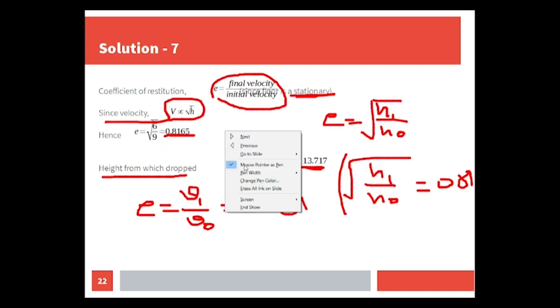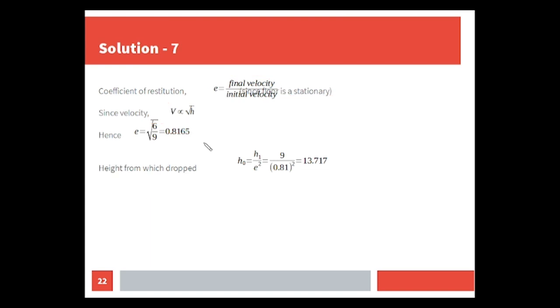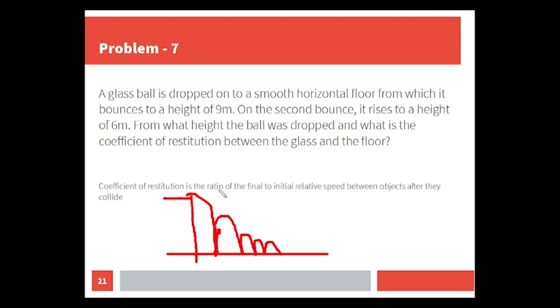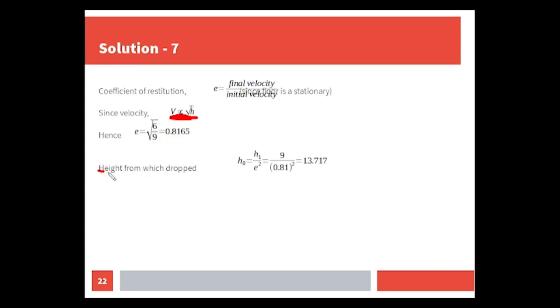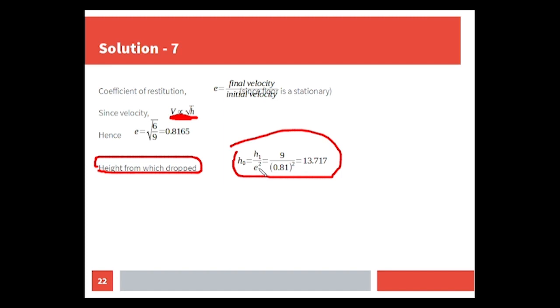And we already know that the velocity is directly proportional to root h, so we can just substitute, and we already know that this ratio will be a constant throughout the motion. So we can just use these two quantities, the 9 meters and 6 meters, and find the coefficient of restitution. Using this coefficient of restitution, we can find out from what height it was being dropped. Similarly, h0 is equal to h1 divided by e square. This is nothing but the equation e is equal to root over h1 divided by h0.